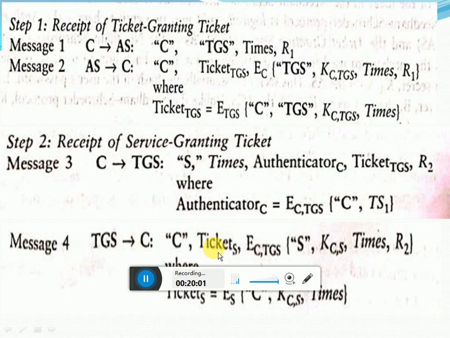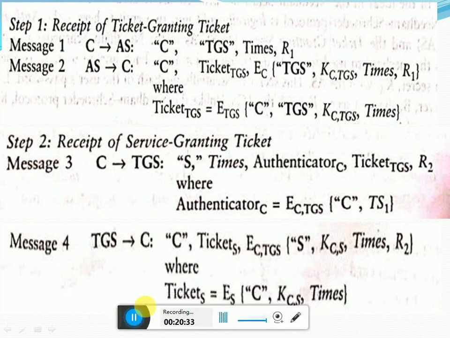So that session key information will be passed through this ticket to the server, and the session key which is supposed to be used between the server and the client will be present over here, encrypted using the session key of C and TGS. Along with that, it also encrypts the nonce which was generated by the client and the time information, and the ID of the server with which it wants to communicate is also encrypted. So all these messages are sent back to C.